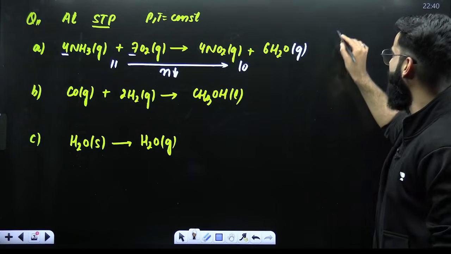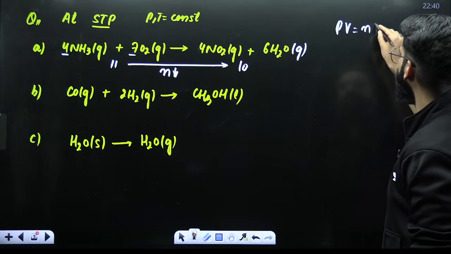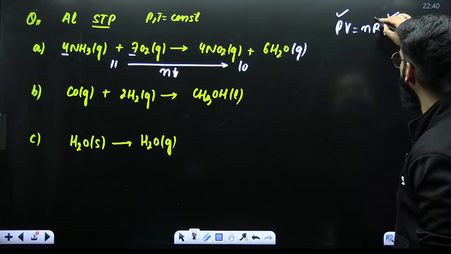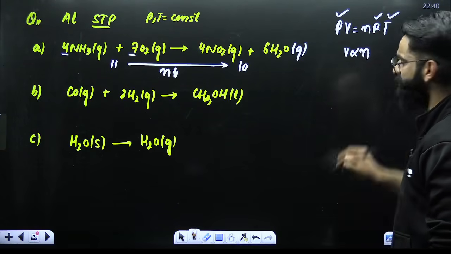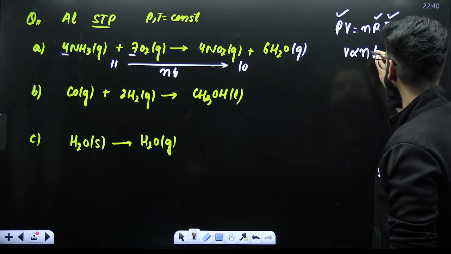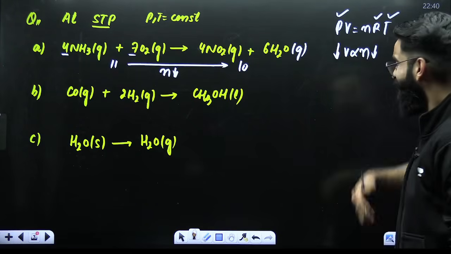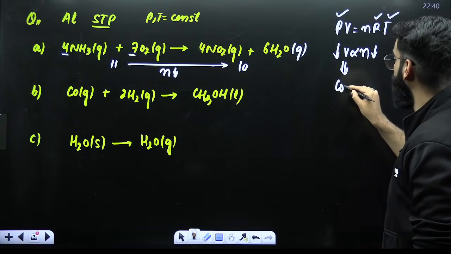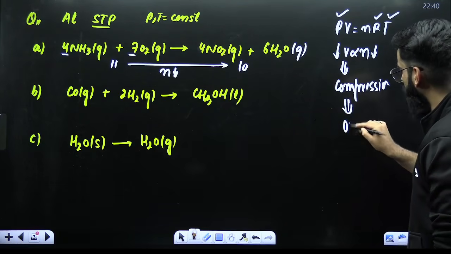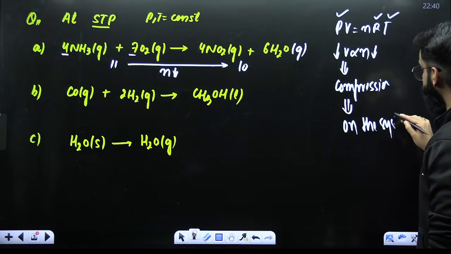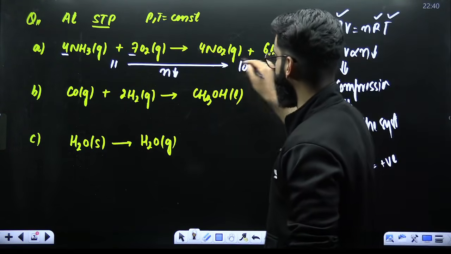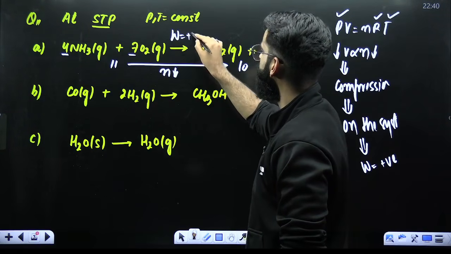My dear students, as per your ideal gas equation, PV is equal to nRT. Since pressure and temperature are already constant in the question, and R value is already constant, I can say volume is directly proportional to moles. So during this particular process, moles are decreasing, and if moles are decreasing, volume will be decreasing. Decrease in the volume of the system is what you call compression. And whenever there is compression, we say work is done on the system, and W value is taken to be positive. So in this particular case, you are going to take the value of W as positive.